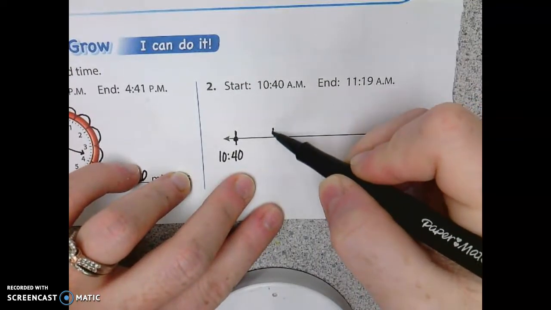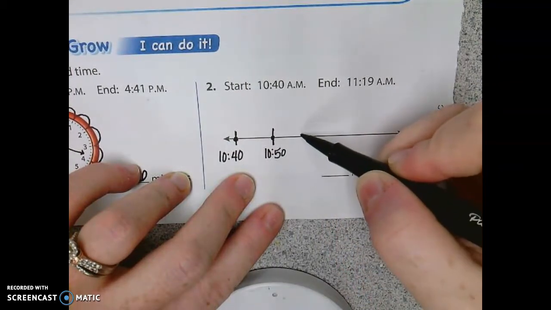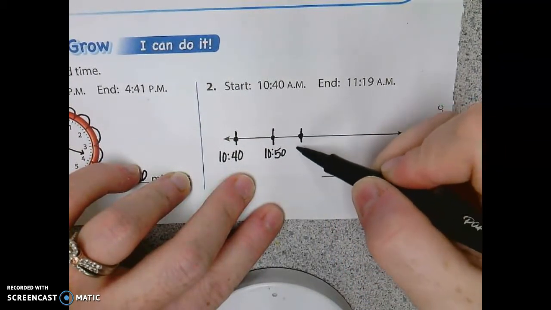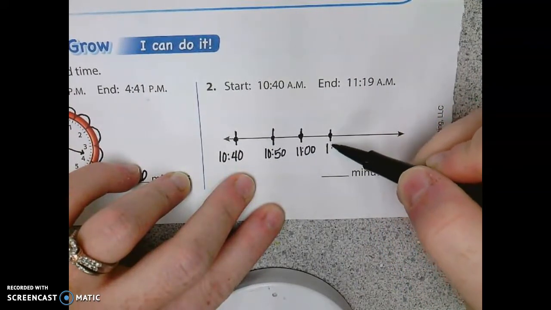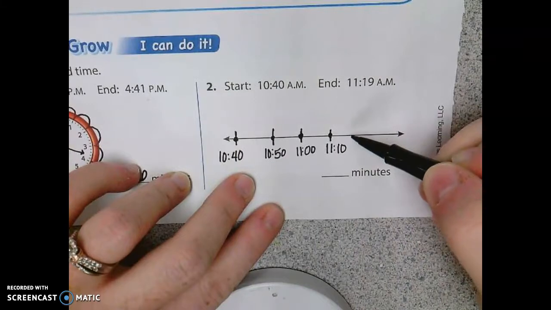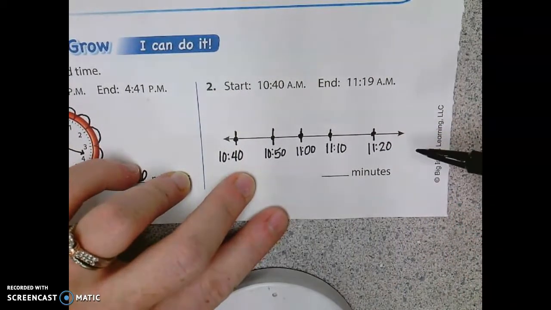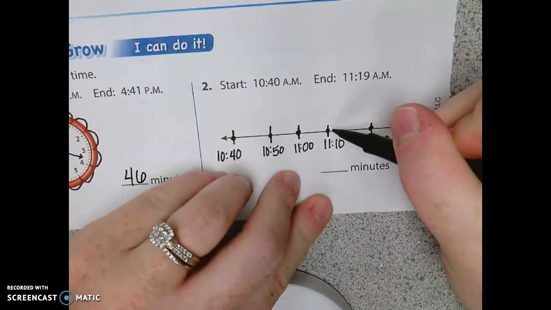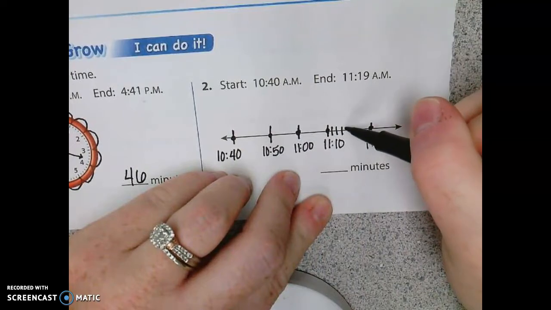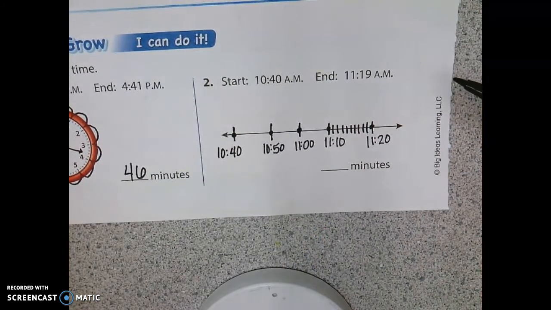So next I'm going to plot 10:50. Then I'm going to plot 11 o'clock. Then I'm going to plot 11:10. And then I'm going to plot 11:20. But we need to get to 19. So right here, we can count by ones if you want. 10, 11, 12, 13, 14, 15, 16, 17, 18, 19. Okay? All right. So now we need to count our number line.